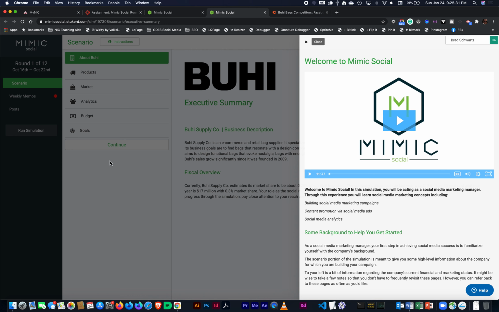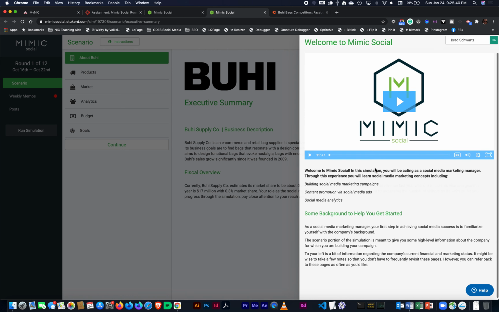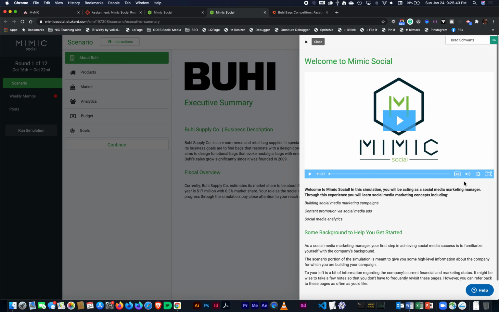There's help available in the form of this little help icon here at the bottom right, and also there's specific instructions on each screen. So you're going to be acting as the social media marketing manager for Boohee, and throughout the simulation you'll be building social media marketing campaigns, creating and promoting content to promote through social media ads, and then doing some analytics. So a little bit of background here.